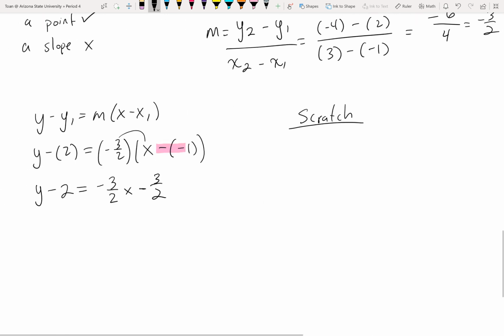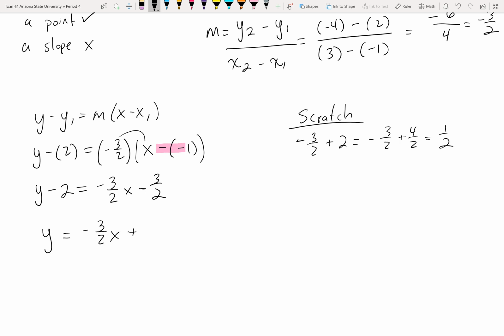So we have negative 3 halves plus 2, which is negative 3 halves plus 4 halves, which is positive 1 half. Y equals negative 3 halves x plus 1 half. That should be the equation. Okay.